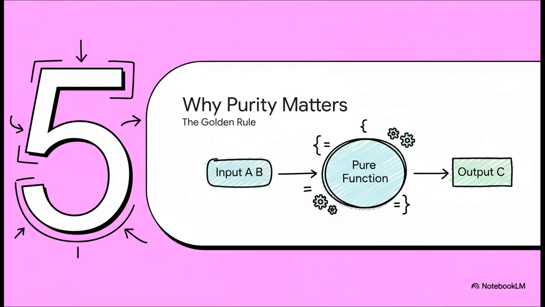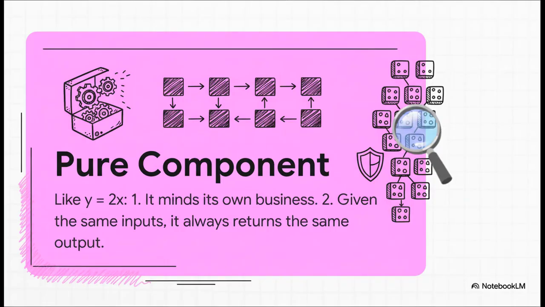React is really designed around the idea that your components should behave like something called pure functions. So what does that even mean? Well, think about a simple math formula, like y equals 2x. If you plug in 3 for x, y is always going to be 6, every single time. It doesn't matter if it's Tuesday or if it's raining outside. A pure component is exactly like that. It follows 2 simple rules. 1, it minds its own business and doesn't go changing things that existed before it was called. And 2, if you give it the same inputs, it will always give you back the exact same output.